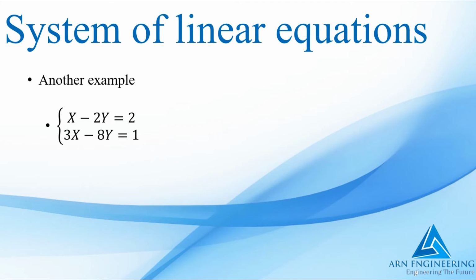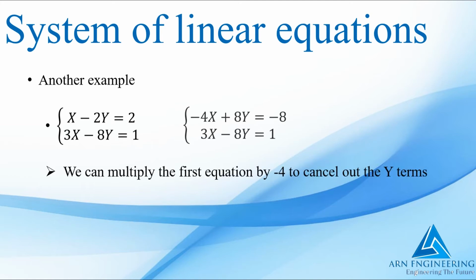So if you look at this, the first equation, we have two ways of achieving that stage. If you multiply the first equation by a negative 4, we will get minus 4x plus 8y being equal to negative 8. Now, as you can see in this case, the y variables can be cancelled out.